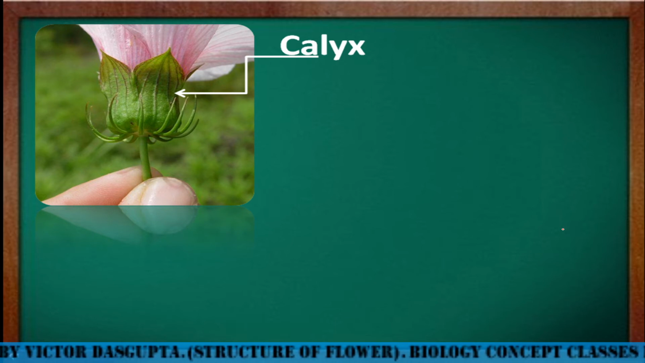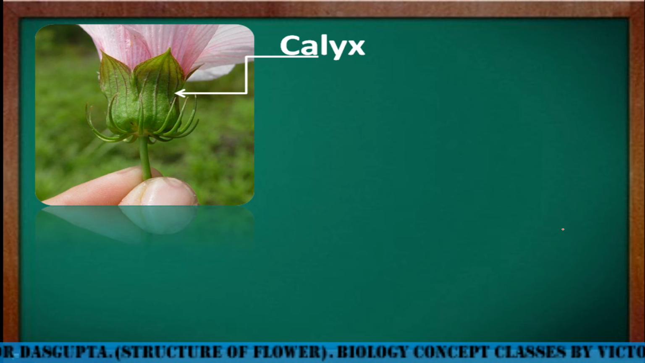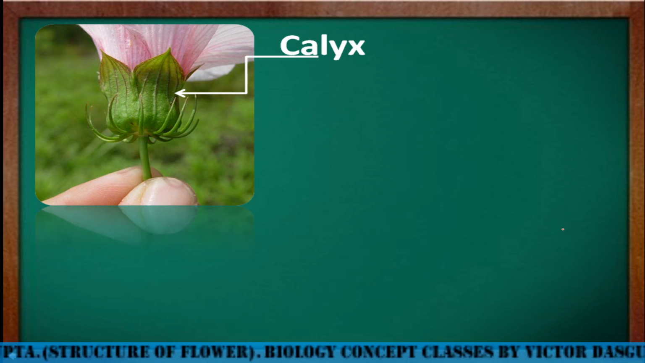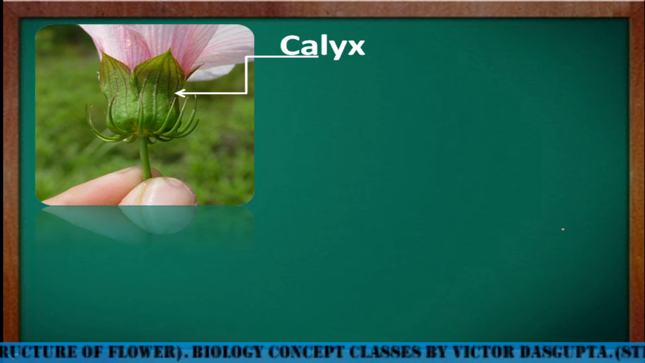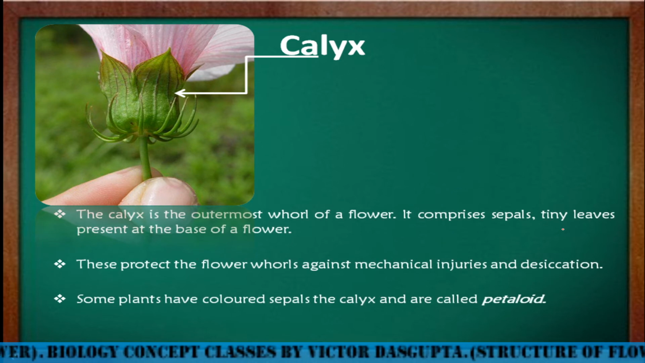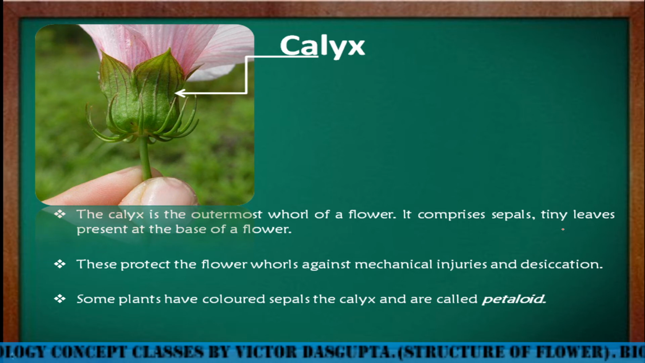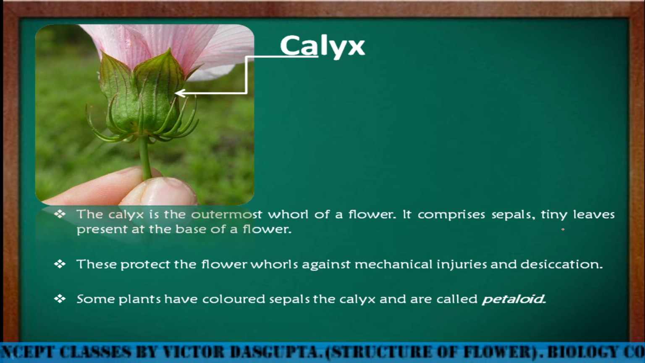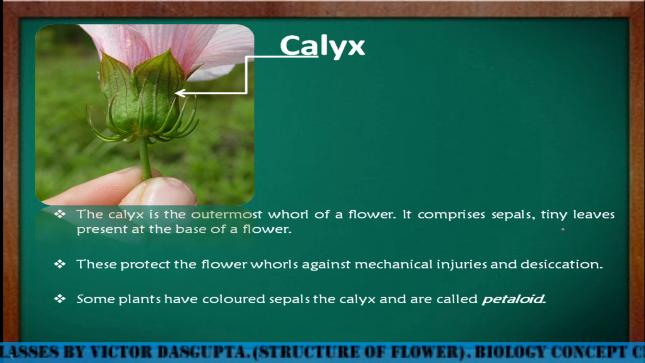Now the terms are confusing. Calyx is the aggregate term and sepal is the single individual term. Likewise for corolla, petal is the individual term and corolla is the whole. Now what are the criteria to be a calyx?